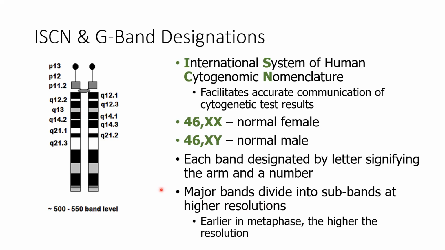So a major band can be subdivided into a higher resolution as we get to the higher resolution chromosomes. This is about a 500 to 550 band level from the ISCN ideogram book. Now, the earlier that we catch a cell in metaphase or even at the end of prophase, the higher the resolution is going to be. And we'll talk more about that as you get further into boot camp, about how we do that in the lab.